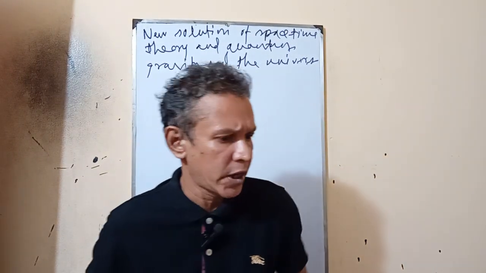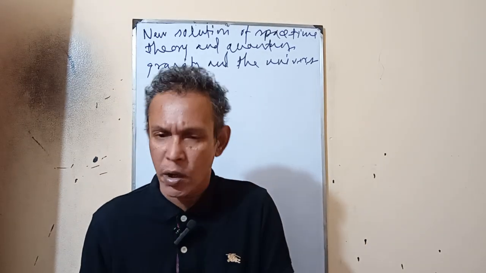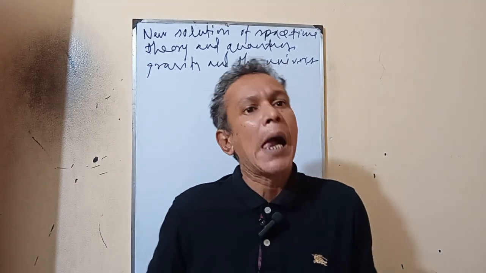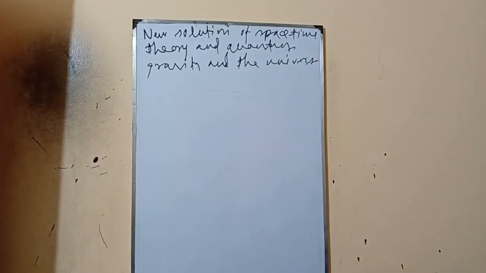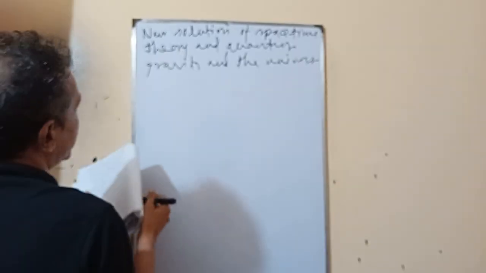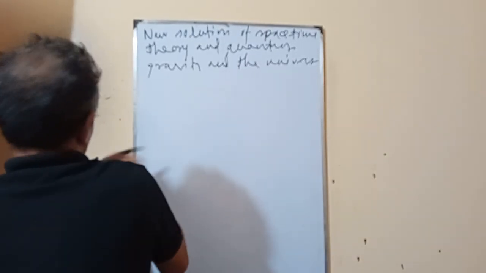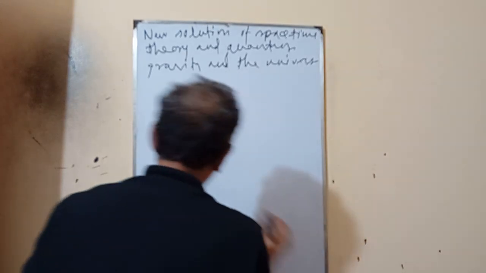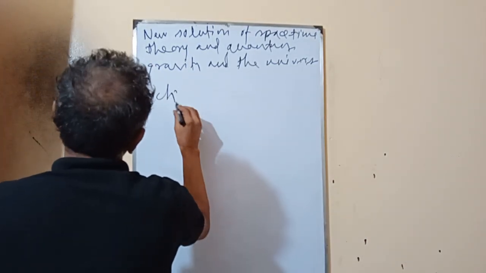I have analyzed the Schrodinger equation for a new solution of spacetime theory and quantum gravity. Please focus with me. Now, the Schrodinger equation: a new solution of spacetime theory and quantum gravity in the universe.